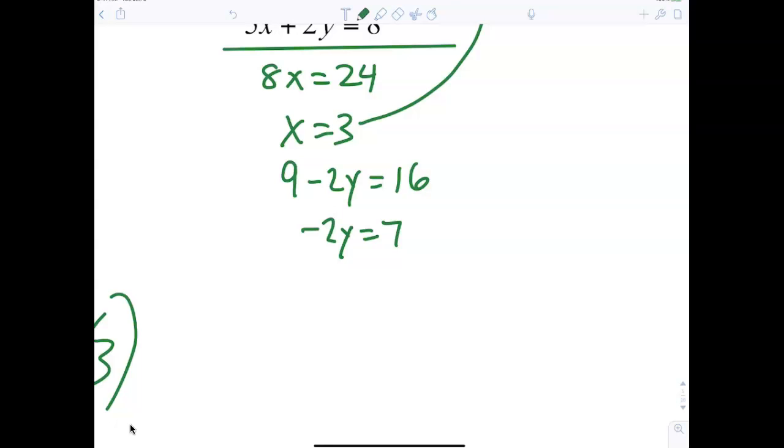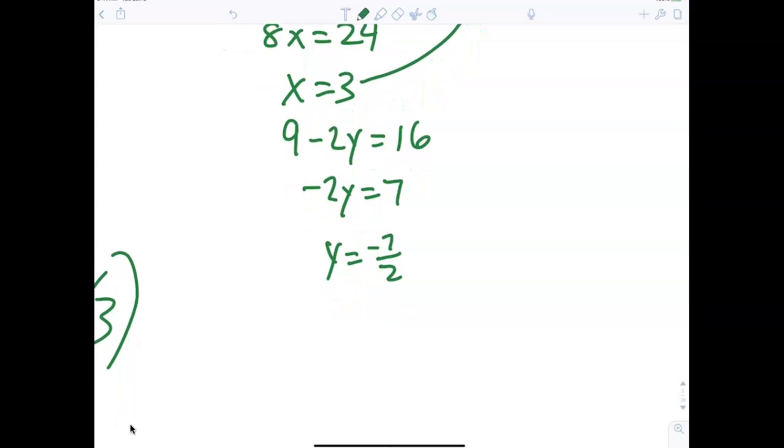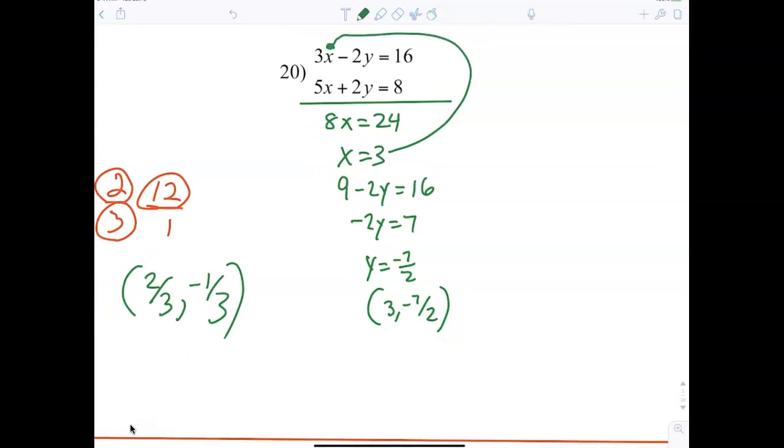What's that? So y equals... so 3 comma negative 7 over 2. All right, now let's just double check that on the calculator.